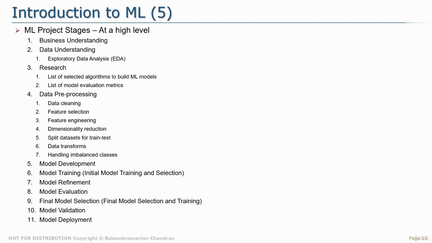Stage 5, model development. Stage 6, model training, that is initial model training and selection. Stage 7, model refinement. Stage 8, model evaluation. Stage 9, final model selection, that is final model selection and training. Stage 10, model validation. Stage 11, model deployment.